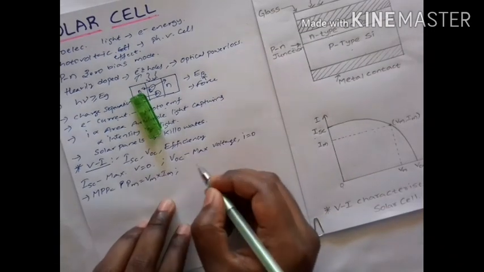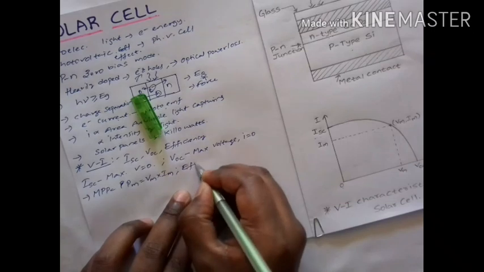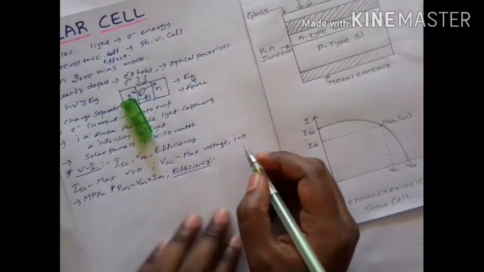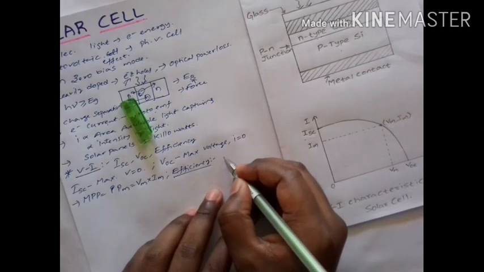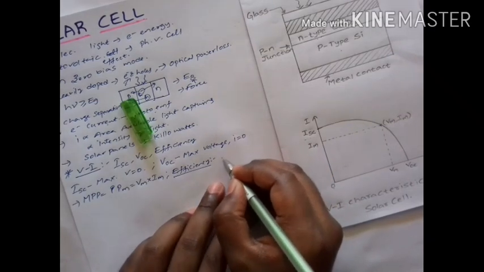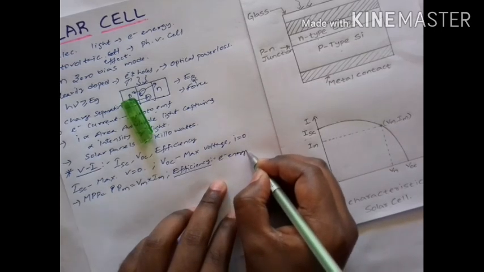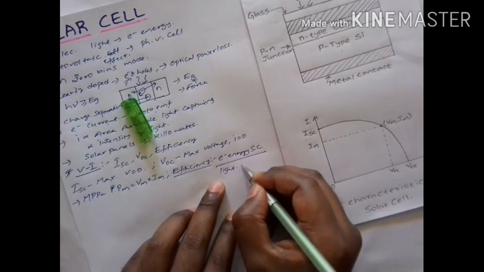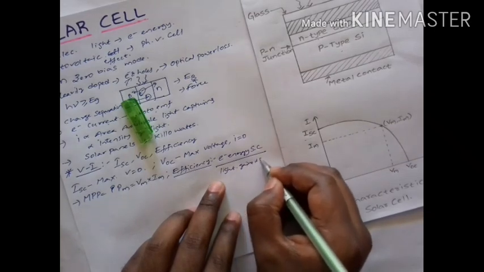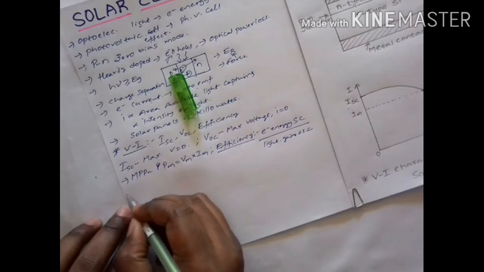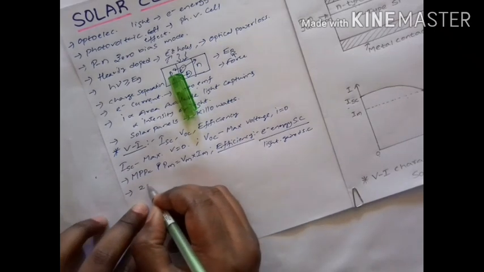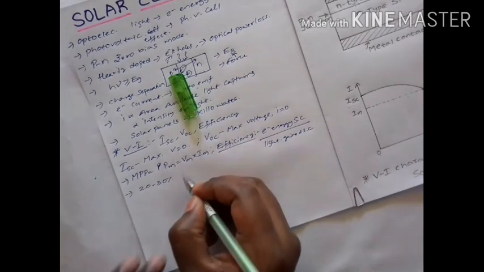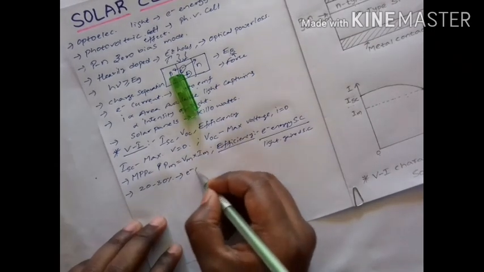Now our next point is efficiency. Efficiency can be stated as the ratio of electrical energy generated from the solar cell to light energy gained by the solar cell. So in general the efficiency of the solar cell is in the range of 20 to 30%. That means only 20 to 30% of the light energy is converted into electrical energy or current.